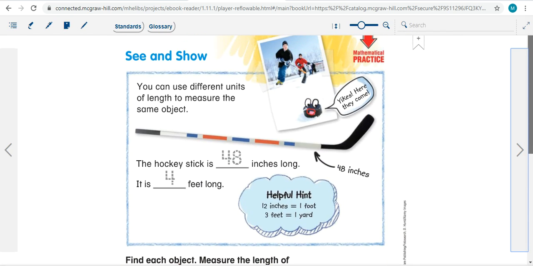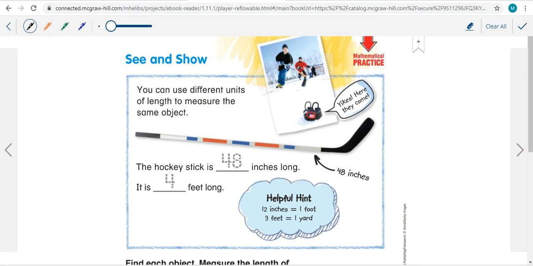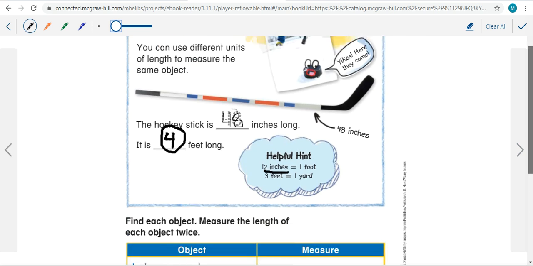Now, you can use different units of length to measure the same object. This hockey stick, it's used to play hockey, is 48 inches long. So it's the same as 4 feet long. Why? Because 1 foot is equal to 12 inches. If you add 12 plus 12 plus 12 plus 12, you will have 4 feet. And remember that 3 feet is equal to 1 yard.